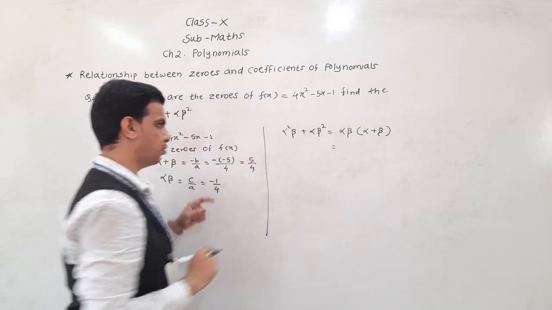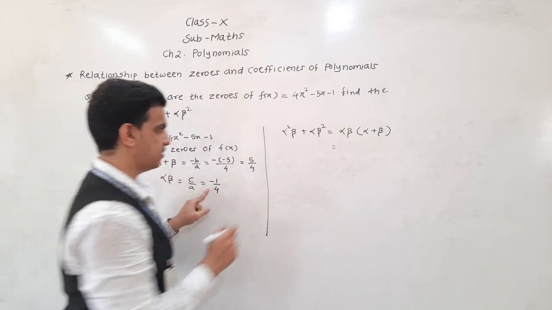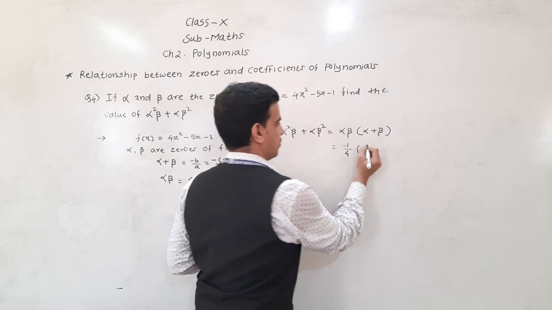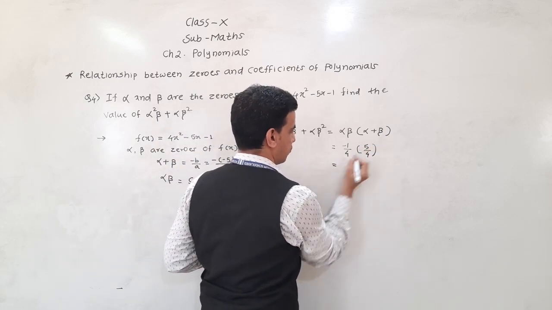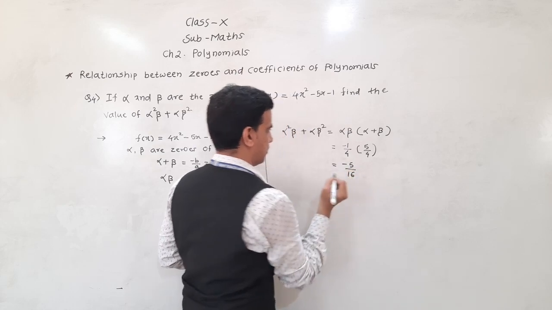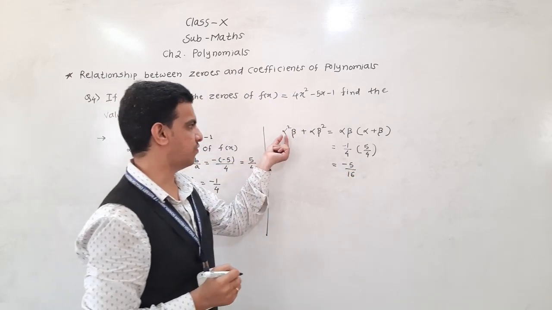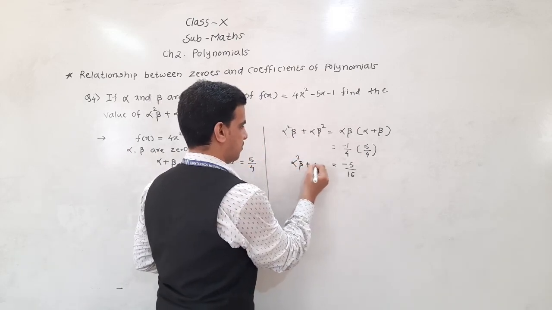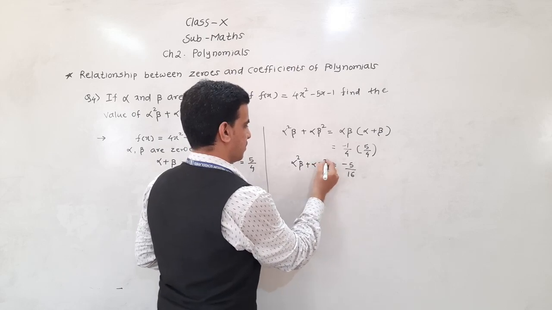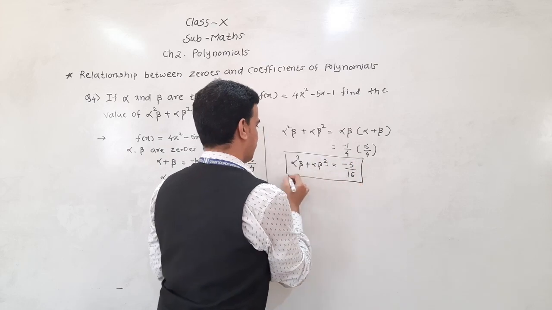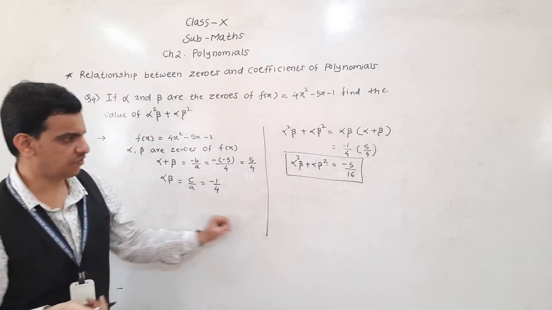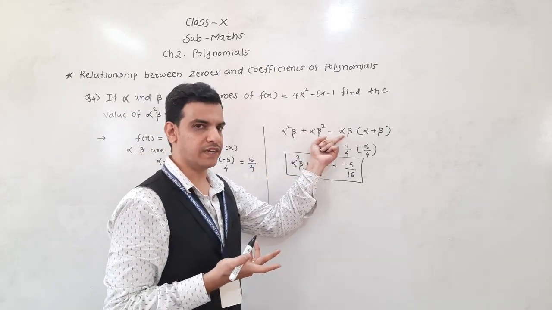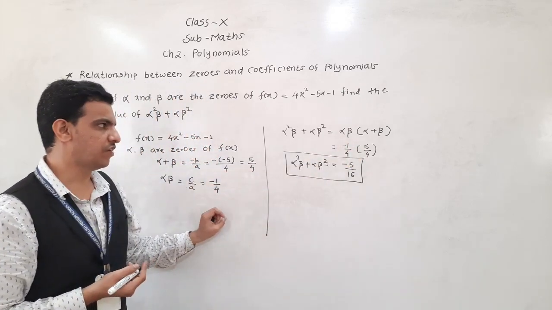So here you have to put the values. Alpha into beta is minus 1 by 4 and alpha plus beta is 5 by 4. So minus 1 by 4 into 5 by 4, that is minus 5 by 16. So the value of alpha square beta plus alpha beta square is equal to minus 5 by 16. Okay, so similarly, if alpha cube beta raised to 4 plus alpha raised to 4 beta cube is there, we can take alpha cube beta cube common and then find the value.